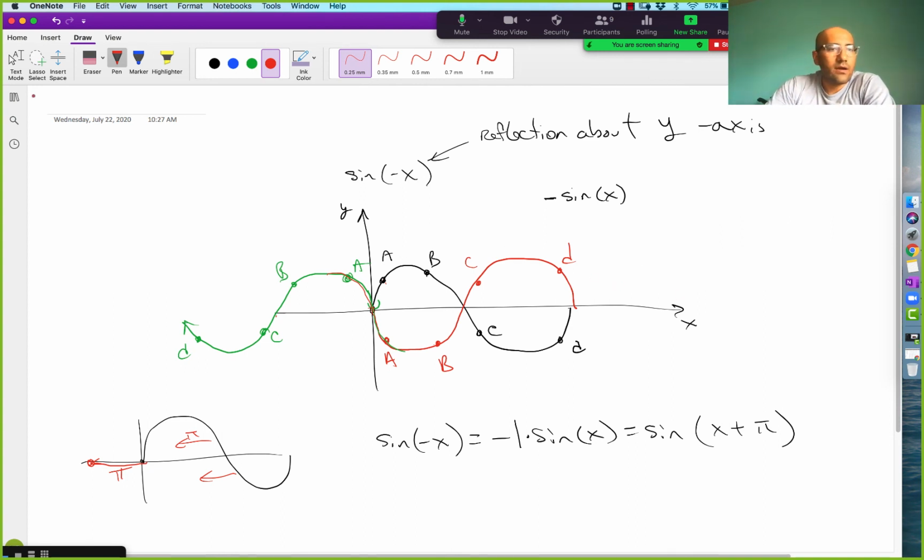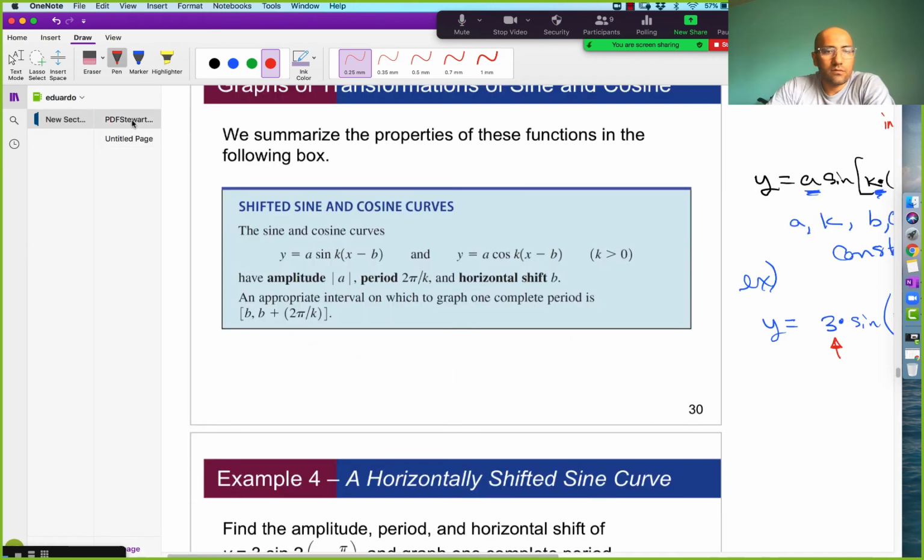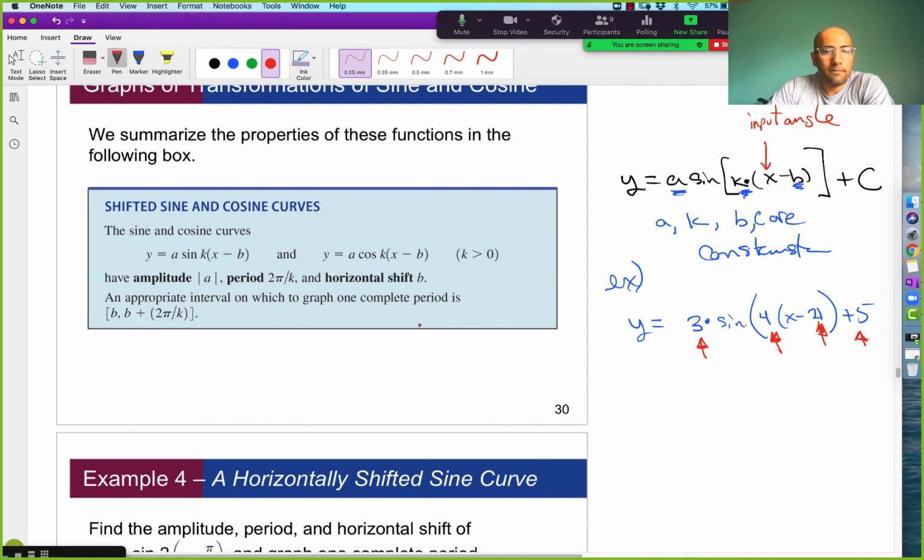Okay, so now we are finally ready to look at the general equations for these guys. Now that we have all of that information, we know that this -2 is going to shift the sine function to the right by 2 units. Remember, it's a little counterintuitive. When we see a plus, we move to the left. When we see a minus, we move to the right. So this is going to be right by 2.